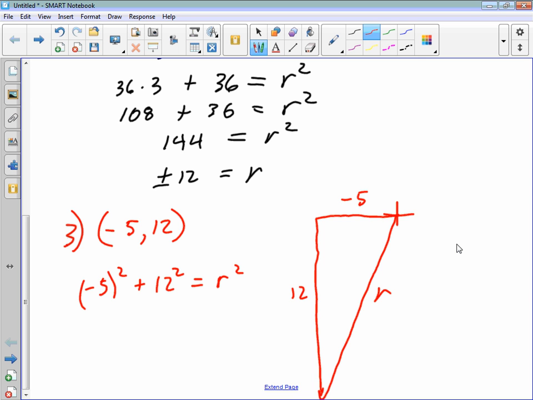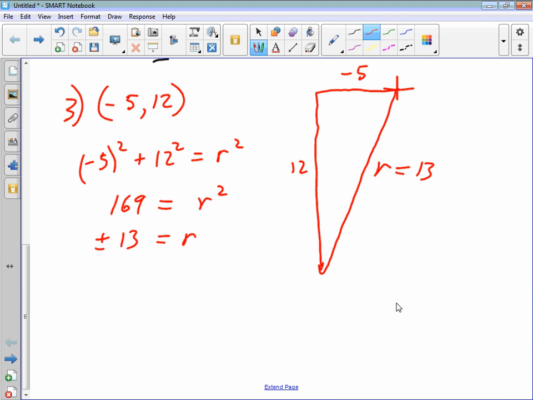And that is going to come out to be 169 equals r squared. And the square root of that is 13. I knew that already because it's a 5, 12, 13 triangle. It's a Pythagorean triple. So r equals plus and minus 13. And this one maybe I'll actually do it to find the angle because this one's a little bit different. So let's say our theta is right here.